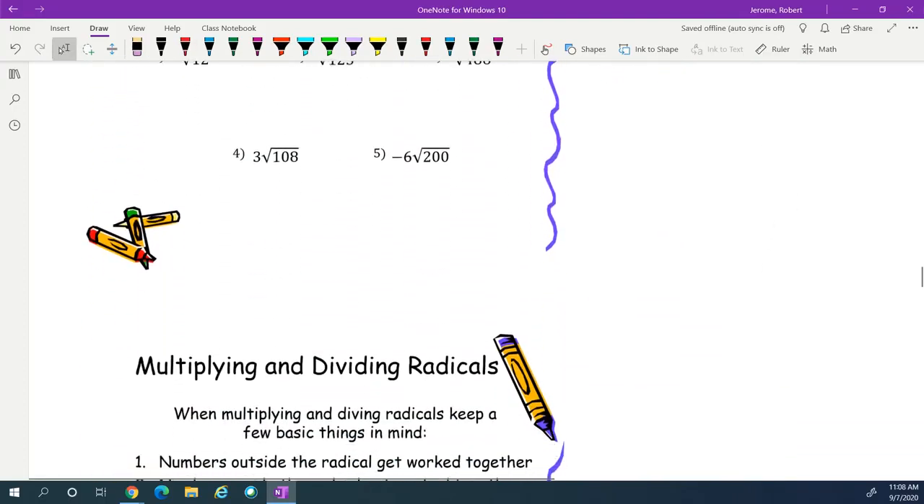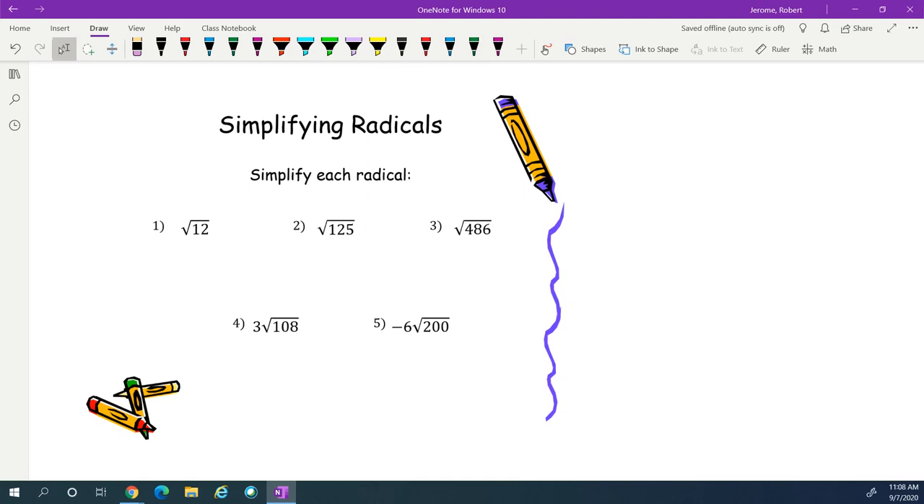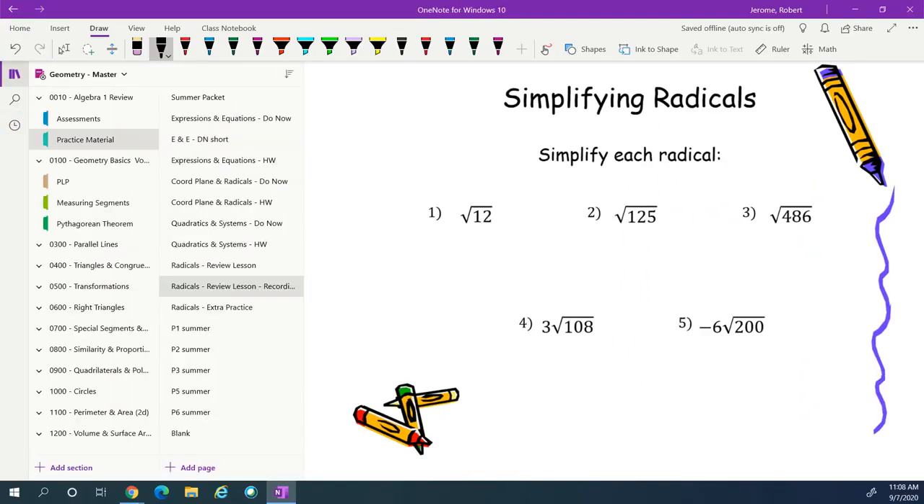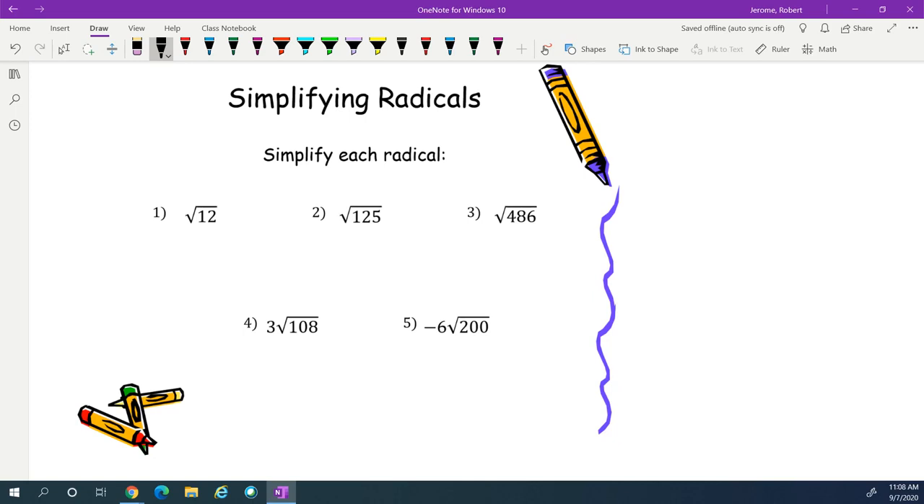Okay. So let's take a look at just a couple. We're not going to do all of these. So for example, square root of 12. That's a 2 and a 6, which is a 2 and a 3. Since I have a pair of 2s, I'm going to get a 2 on the outside, and the 3 stays home. And that's how we're going to do it.